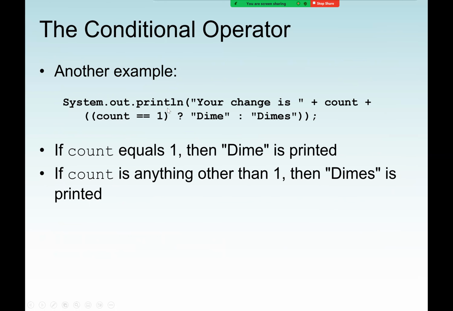If I have a condition and I have to assign the value to a variable, it's better to use the conditional operator than to use if-else. The same thing if I have a condition inside my System.out.println. It's not good to use if-else because it's more than one line. Then it's good to use the conditional operator, where everything is in one line. Here we say if the change is 10, that means 10 is not equal to 1, so dimes will print. If it's only 1, then dime will print.